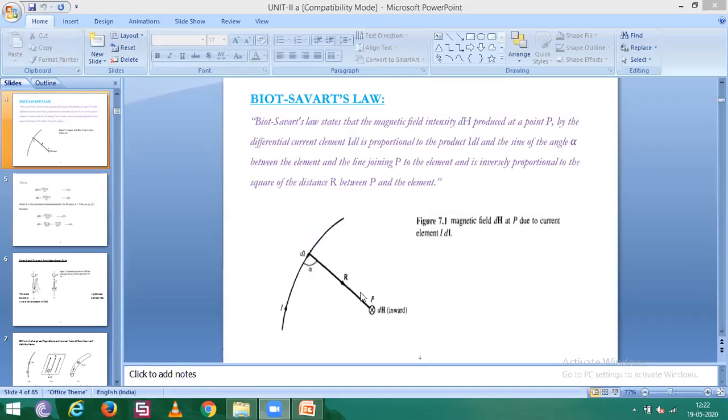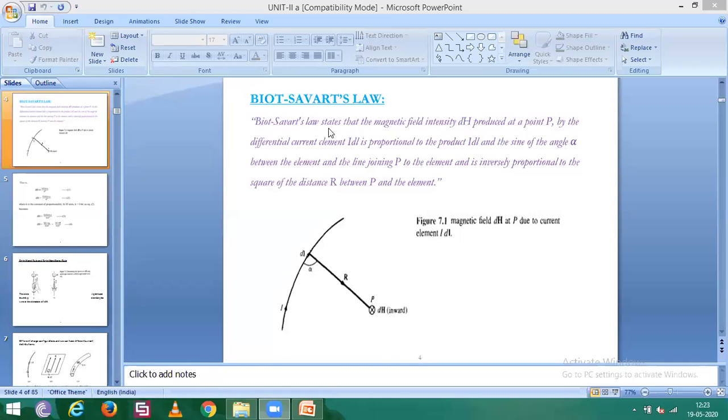the line joining the current element to the distant point P, and it is inversely proportional to the square of the distance r between P and the element, right? So one, it is directly proportional to IDL sine alpha, and it is inversely proportional to the square of the distance, r square. So that is Biot-Savart's law, okay?